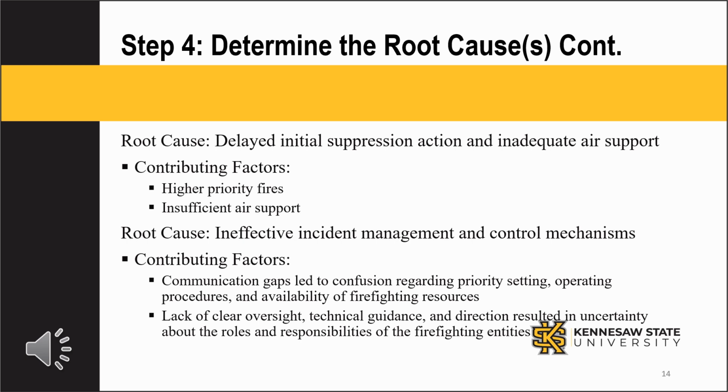Another cause for this disaster was the delayed initial suppression action and inadequate air support. Higher priority fires on the Grand Junction district resulted in a 2-day delay in initiating suppression efforts for the South Canyon fire. Once air support started to arrive, it became evident that there was not enough, which hindered the implementation of effective strategies and tactics during the critical period of this fire.